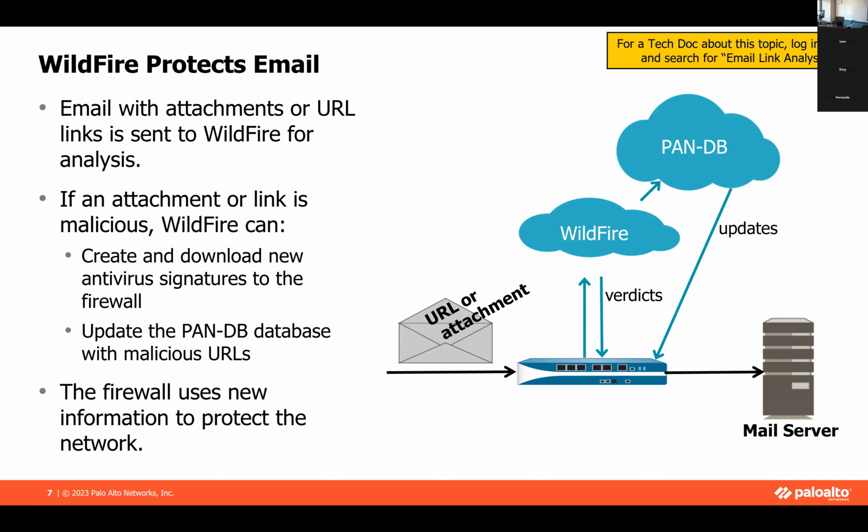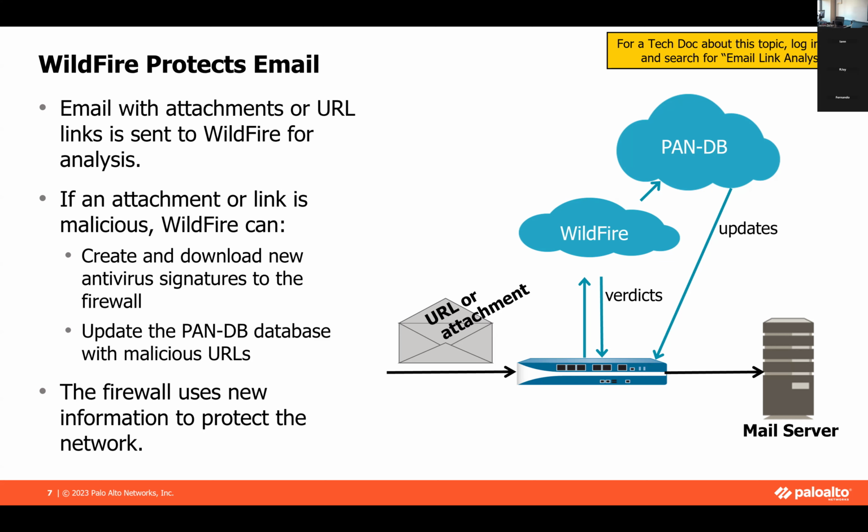So we can also protect emails. Any email that comes with attachments or URL links is sent to Wildfire immediately for analysis. If that attachment or link is malicious, Wildfire can then create or download a new signature on the fly and update the Palo Alto database with those known malicious URLs. And then the firewall will use that information to protect the network going forward.